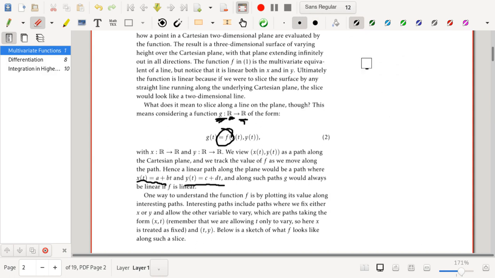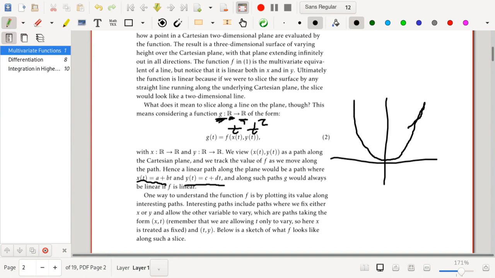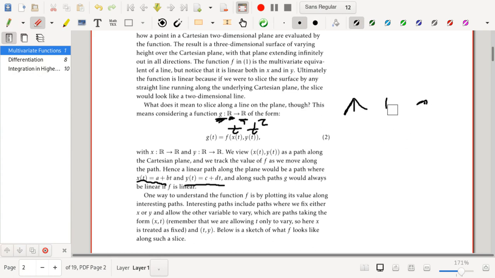But I'm pretty much allowing for any path in this framework. In fact, later on, I'll consider paths of the form t and t squared, where such a path is like a parabola of sorts. So we are traveling along the xy plane along a parabola, and as we travel, we're also tracking the value of the surface above us and the height of that surface.